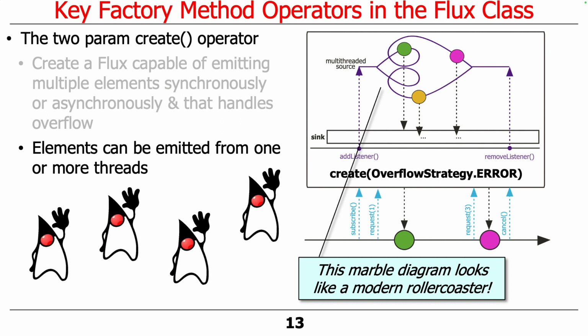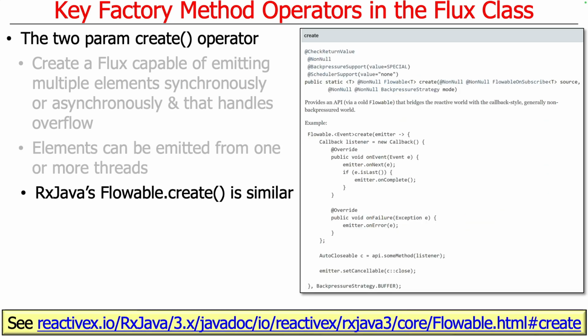The elements that are emitted by the emitter can be generated from one or more threads. And I always get a kick out of this marble diagram. It looks like a roller coaster. I was down in Universal Studios over the break and went on some of the roller coasters. And this looks like some of the roller coasters there, which are very, very high G-force inducing. But this just means that you can have multiple threads going on here and generating the events.